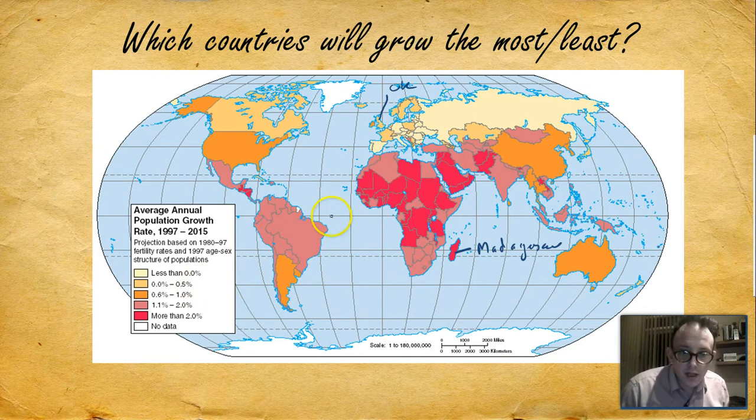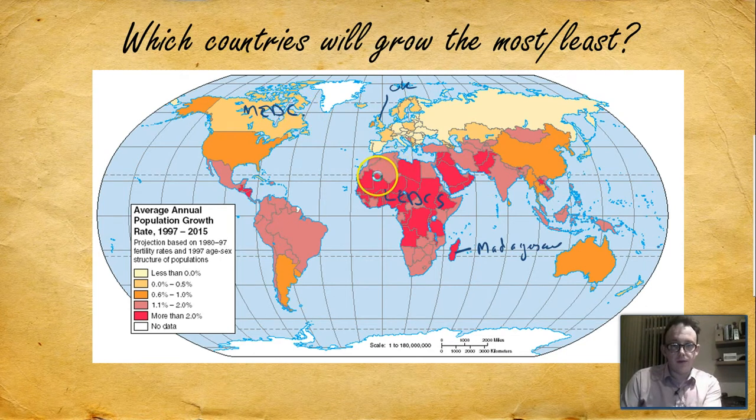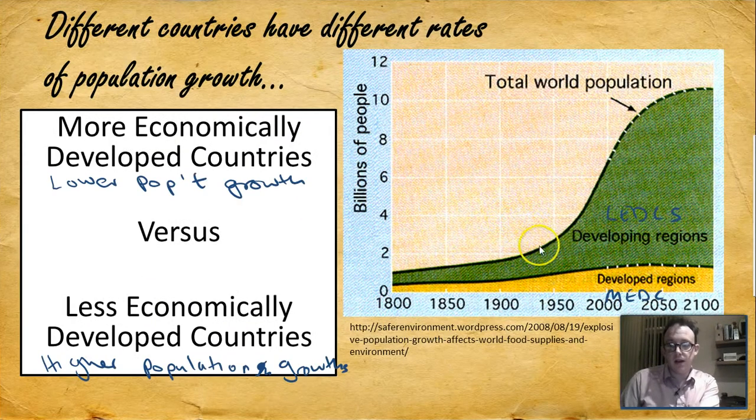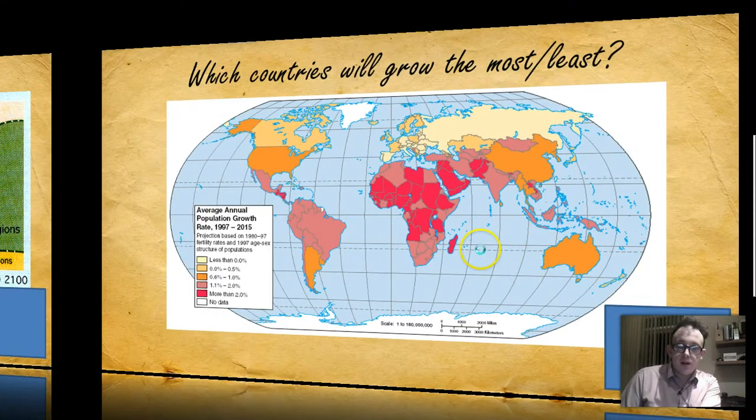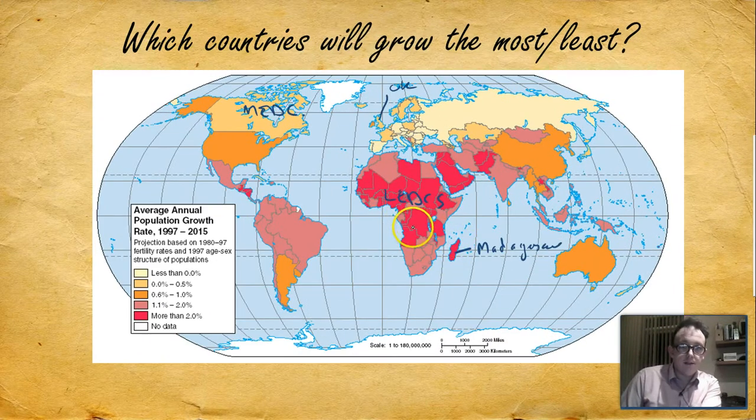All these countries here are LEDCs. All the pink countries are LEDCs. For the most part anyway, the lighter countries are MEDCs. So this is proving the fact that we've asserted. Those countries that are poorer, the LEDCs, have got faster rates of growth than those countries which are richer, the MEDCs.